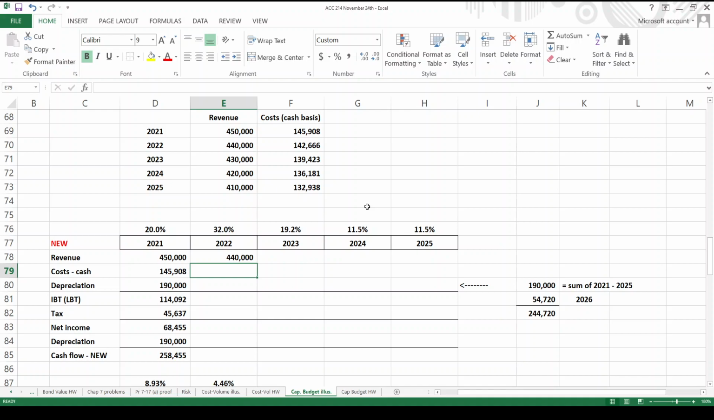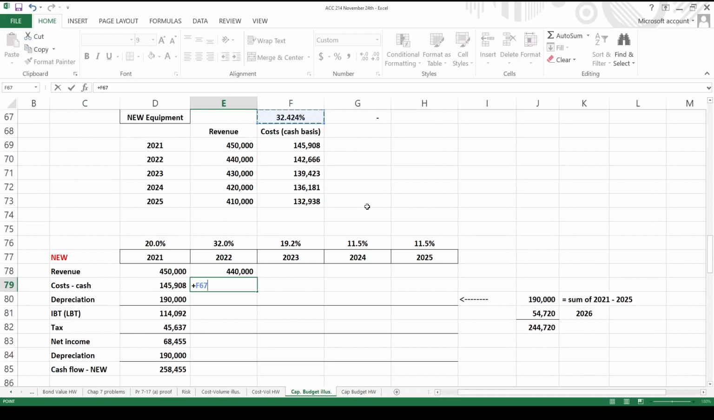Okay, the cash expenses. There's two ways you could do it. You can just copy these numbers, or you can multiply times this rate up here. Let's make it simple. I'm just going to copy these numbers, all right? I copied the wrong number. You know that. All right, here we go.